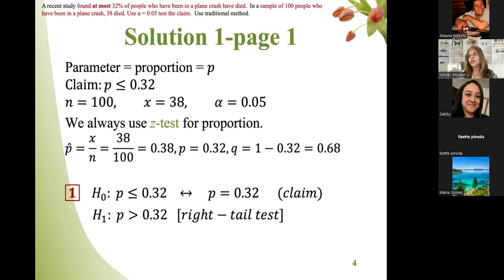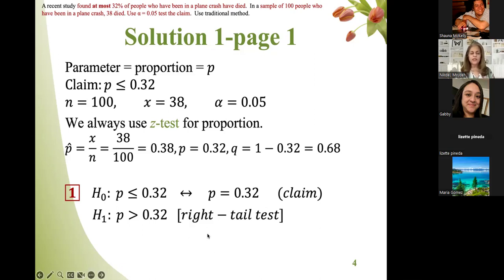Claim sentence gives you the P. Okay, claim sentence gives you the P, because you're testing claims about the population. So that's going to be your population proportion. And that's where that's coming from. But that's part of the confusion that's been coming up.